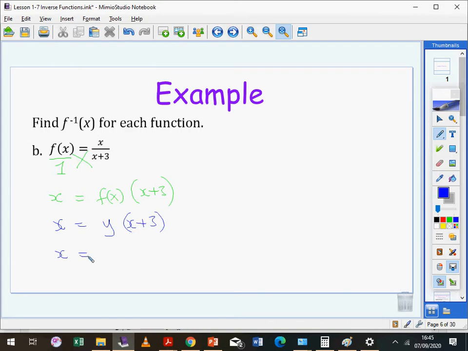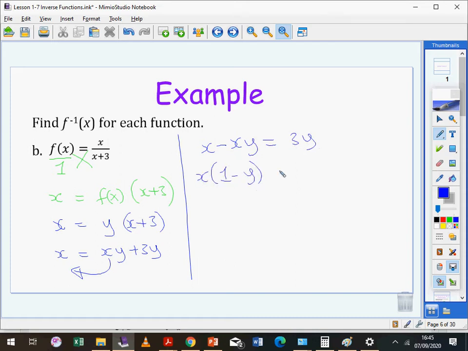If I expand this, this will be xy plus 3y. And remember, I want to isolate the x, so I'm going to collect like terms. All terms that have x, I'm going to take to the other side. It's going to be x minus xy is equal to 3y. I can factor out x because the objective is to make x the subject. Then I'm going to divide both sides by 1 minus y. So x ends up being equal to 3y over 1 minus y.